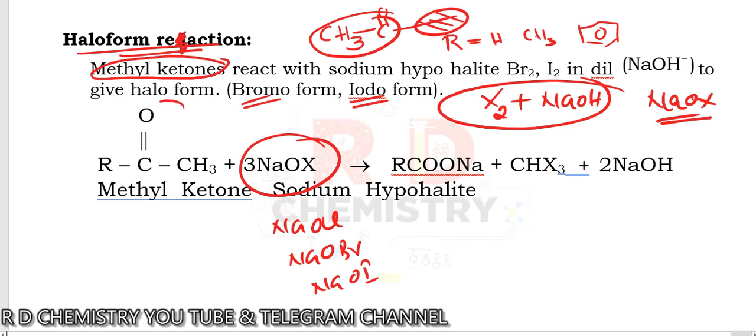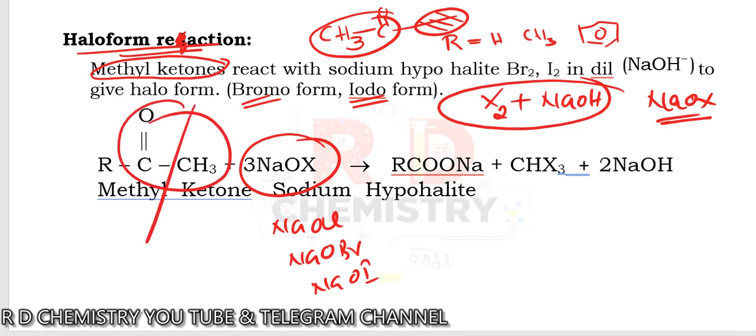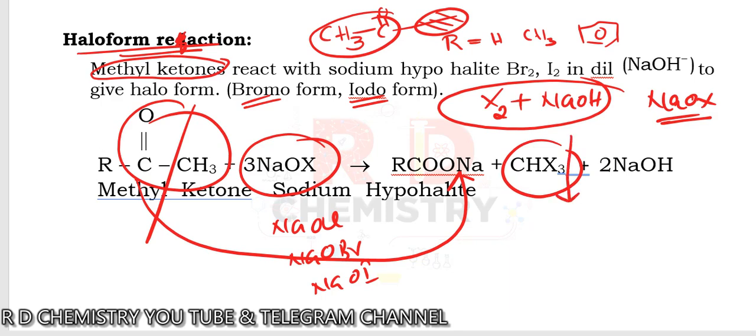So, if there is a COCH3 group, then it breaks. RCO becomes the carboxylic acid salt and CH3 becomes the haloform: chloroform, bromoform. If it is iodoform, it will be the yellow precipitate here. So the compound must contain the CH3CO group together. Right?